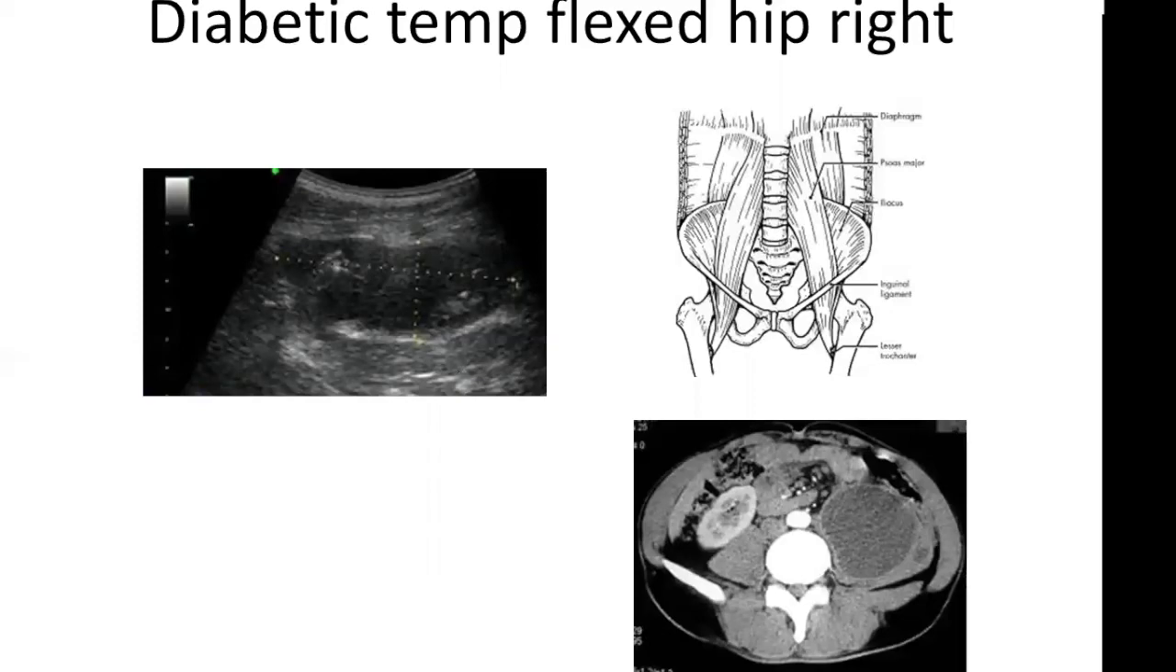Diabetics, we see a lot of diabetics who've got abdominal pain and flexion of their hip, and we can do an ultrasound, and this is the psoas, and this is a collection or abscess of the psoas. Here's the anatomy of the psoas, and here it is on CT. Again, these can be drained under ultrasound guidance by inserting a needle, then a wire, and then a drain.